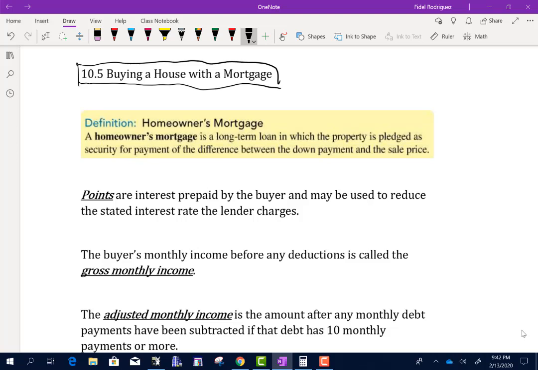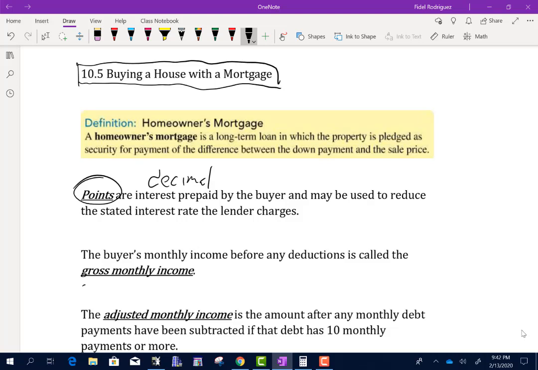All right, so let's see. A homeowner's mortgage is a long-term loan in which the property is pledged as security for payment of the difference between the down payment and the sale price. Okay, so we're talking about a couple of things. Points. Points are just interest. Guys, this is going to be as a decimal. I mean, it'll probably give it to us as a percent, but we're going to change it to decimals. Prepaid by the buyer may be used to reduce the stated interest rate on the lender charges. The buyer's monthly income, before any deductions, is called the gross monthly income.